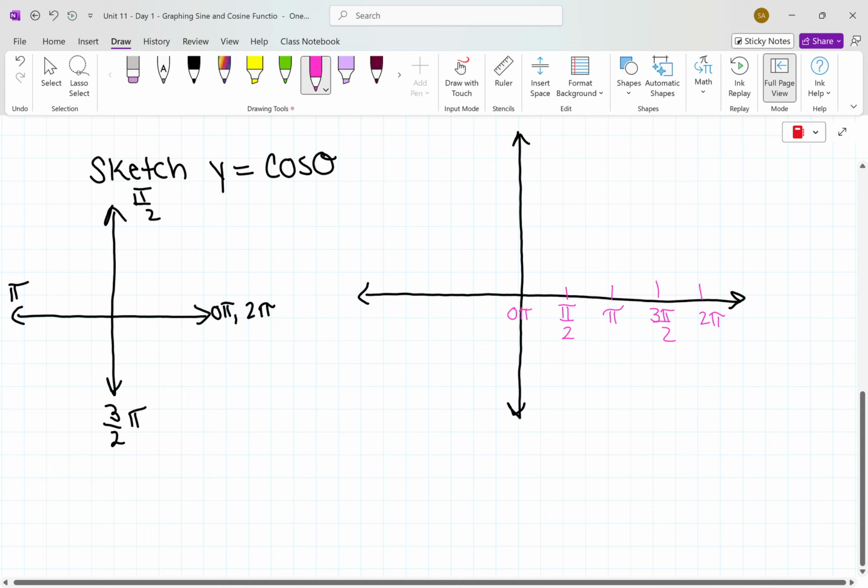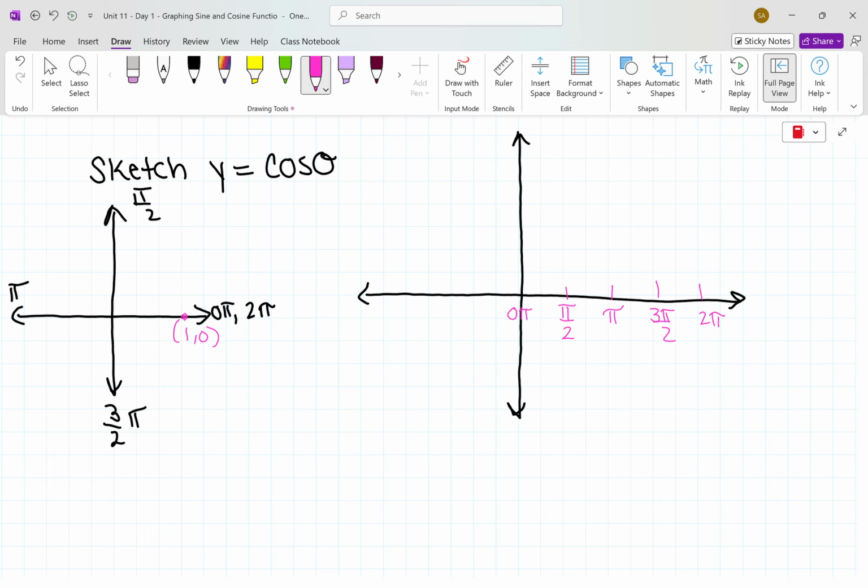And our key points on the unit circle are 1, 0. If you have them memorized in your head, you do not need to write them.